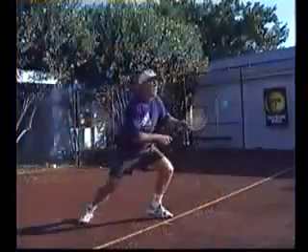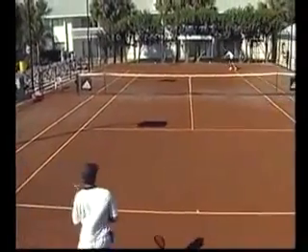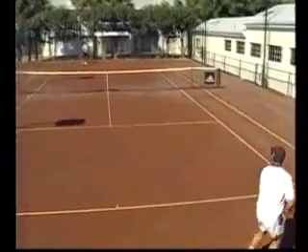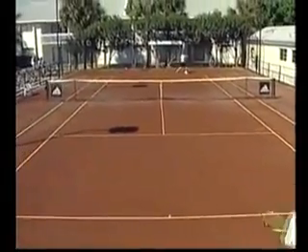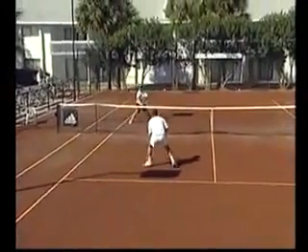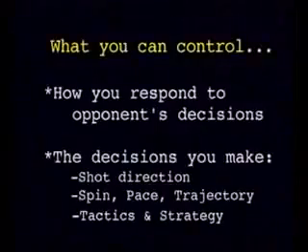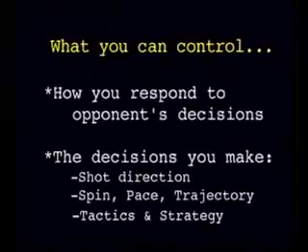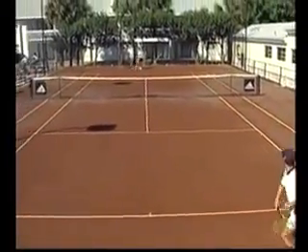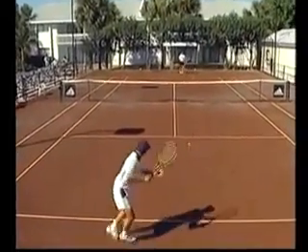What can you control? The sun, the wind, the court surface, your opponent's decisions and actions are all examples of factors you cannot control. Sure, you can adjust your game to the conditions and have some influence on the choices your opponent makes. But in general, these are elements of match play that are beyond your total control. What you can control is how you respond to your opponent's decisions and your own decision making, such as the direction of your shots, the spin, pace, and trajectory of your shots, and the tactics and strategy you use. Focusing on these factors you can control and making better decisions will be the keys to winning with your game.